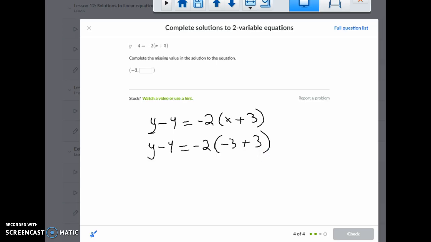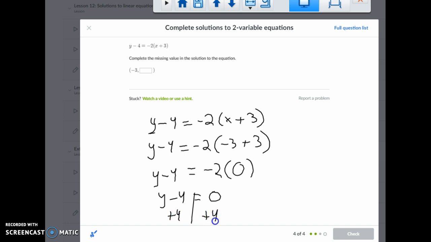So negative 3 plus 3 is 0. Negative 2 times 0 is 0, is equal to y minus 4. So now you have to add 4, and you get y is equal to 4. So you plug in that y is equal to 4.